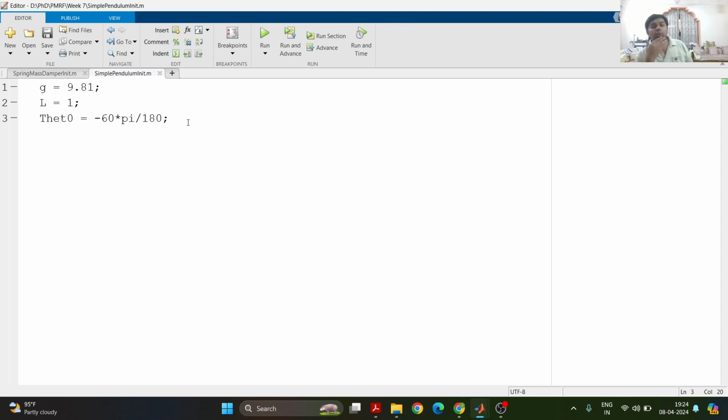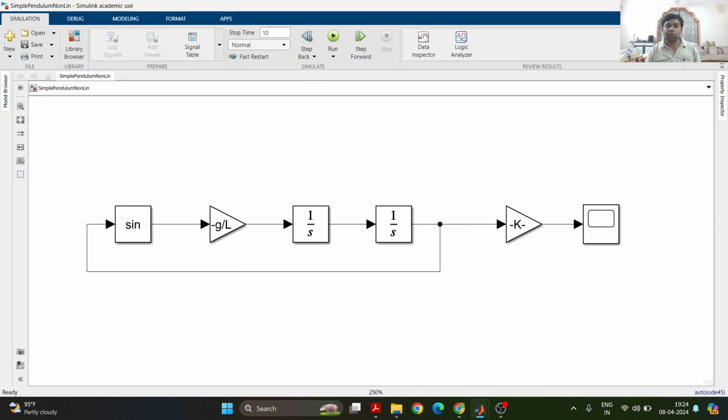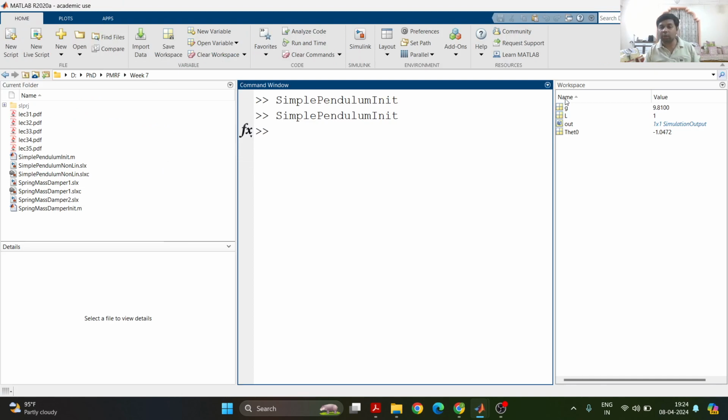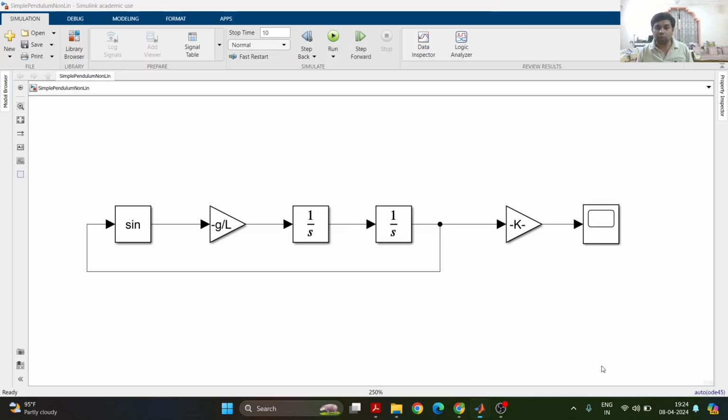So there are two, three options. One is basically you can create a script, the way I have created a new script, and type in whatever parameters, let us say G is 9.81 meter per second square, length of the pendulum, and then the initial displacement. So these are the only three parameters, and then we can just run the script, and it will initialize the variable values in the workspace. So now when we use these parameters in the Simulink block, it can pick up the relevant values of these parameters from the MATLAB workspace.